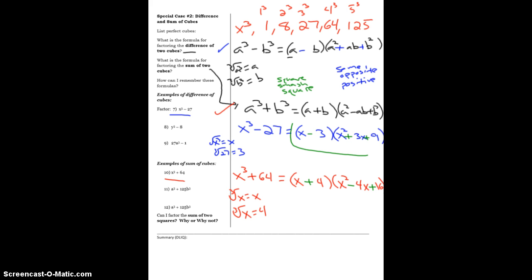So here's our answer to x cubed minus 27. Here's your answer to x plus 4 times x squared. I'm sorry. Here's your answer to x cubed plus 64. So we'll do the others as practice problems, and then let's answer this question down here.